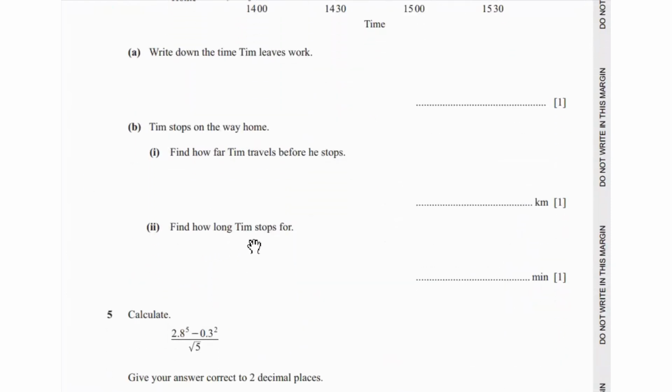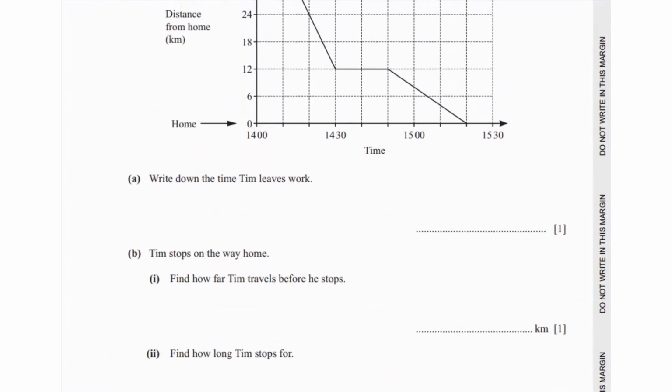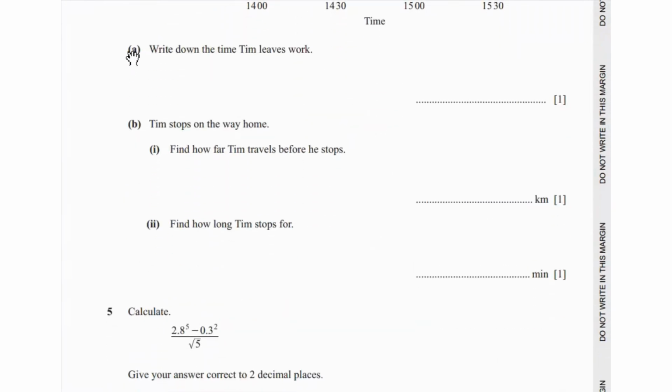Then find how long Tim stops for. That's basically this time duration. As we said, each small square represents 10 minutes. So he's stopping for 20 minutes.